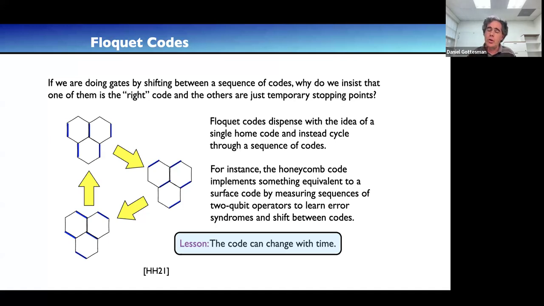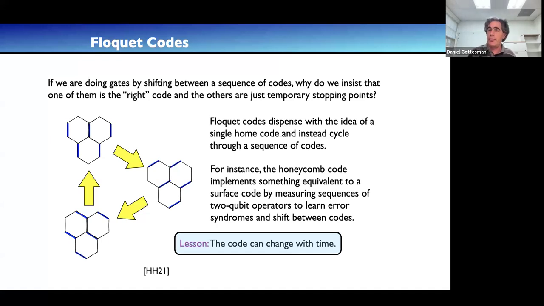So that's a smaller, less strict requirement on what you're doing, and that is an example of the type of advantage you might be able to get with Floquet codes. In any case, the lesson I want you to take from this is that we don't have to have a specific code that we're always dealing with. Instead, it's fine if the code changes over time.